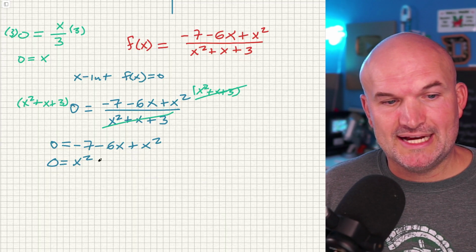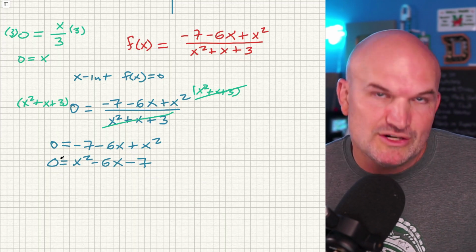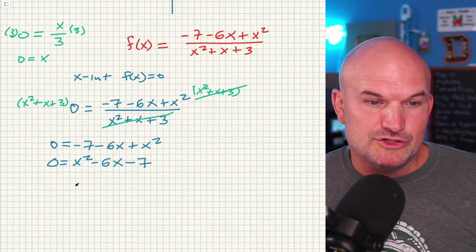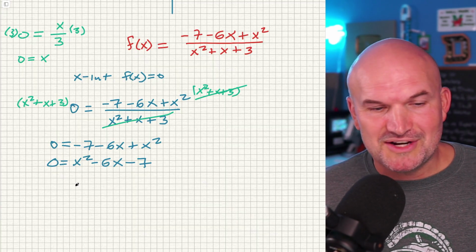So therefore, this is going to be x squared minus 6x minus 7. Now I recognize a quadratic. I know my three options for a quadratic: I could do factoring, I could do completing the square, or I could do the quadratic formula. Let's start with factoring.